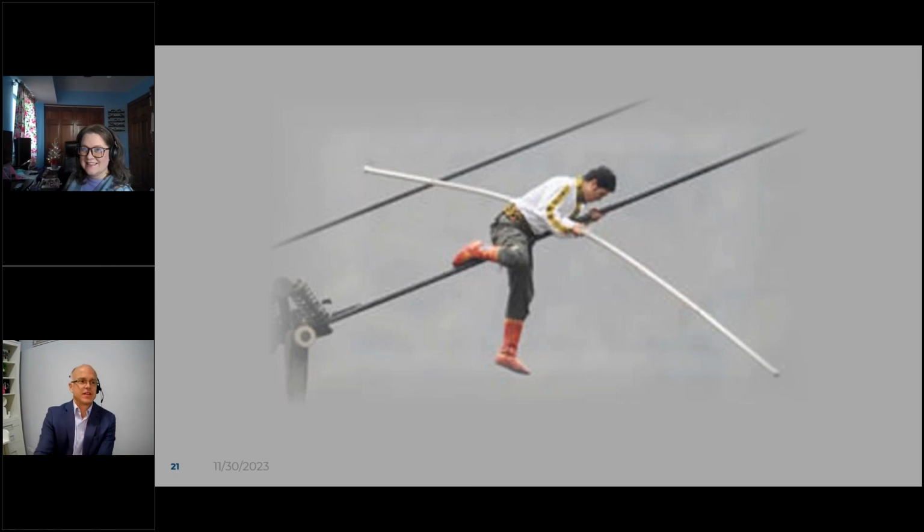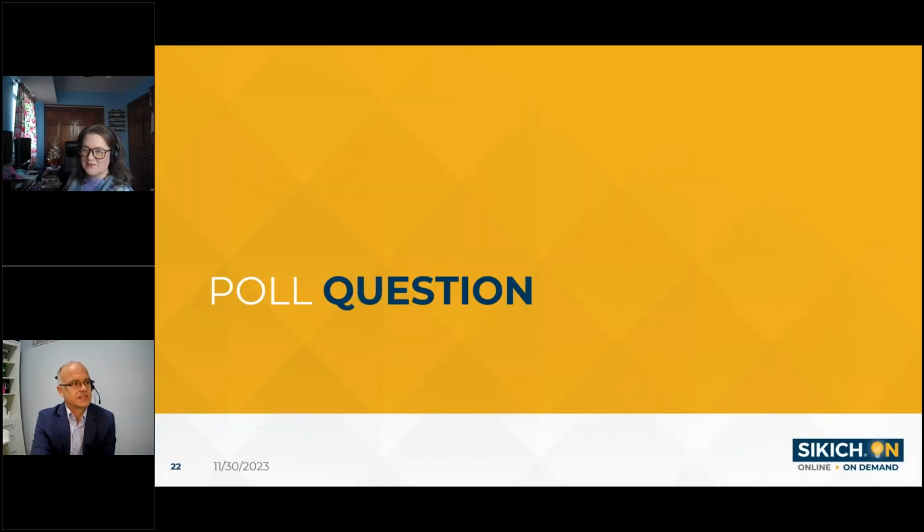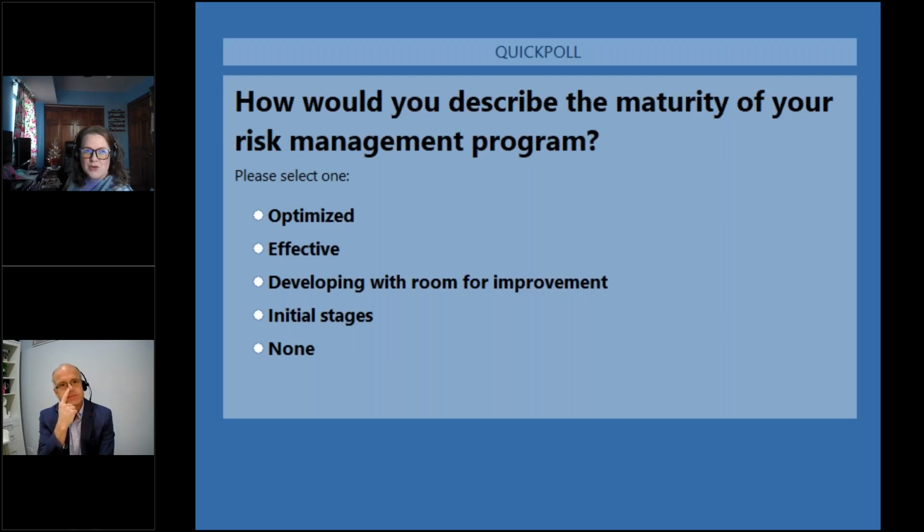So Carrie's going to take over from here, and she's going to share how we can harness the stability. But before she does, yes, we have a polling question. Okay. So how would you describe the maturity of your risk management program? Is it optimized, effective, developing with room for improvement, in the initial stages, or none? So when thinking about the maturity of your risk management program. Give you a couple of seconds here.